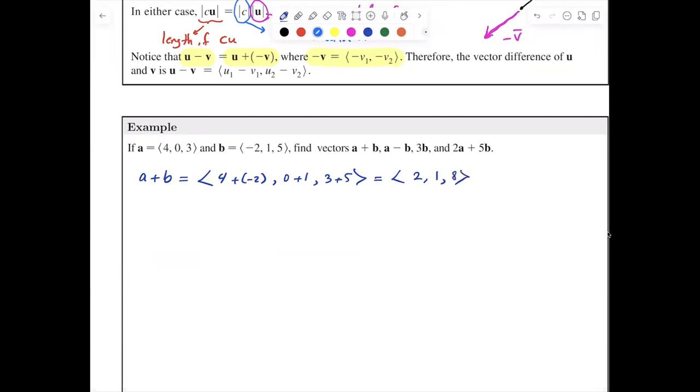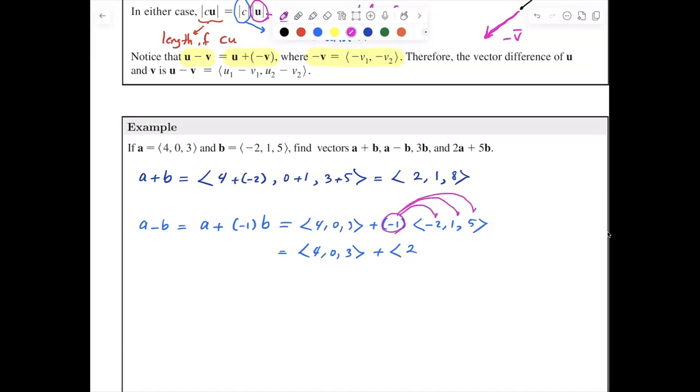The second one is a minus b, or it is a plus -1 times b. My a is (4, 0, 3) plus -1 times b, which is (-2, 1, 5). This is equal to (4, 0, 3) plus (2, -1, -5). You're basically now distributing this negative sign into each component of your vector. Now just take the corresponding components and add them together. 4 plus 2, 0 minus 1, and 3 minus 5, which is (6, -1, -2).